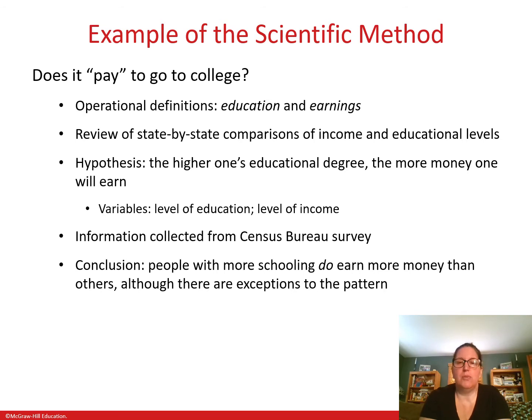That data was through the census, secondary data analysis, and the conclusion was that people with more schooling do earn more money than others. Even though there were some exceptions, the higher your level of education indicated higher income levels. Some exceptions could be that maybe the person has a trade. Maybe they're electricians or plumbers, where the prestige of that occupation may not be very high, but their income might be high. So you'd want to consider other things that might account for that.